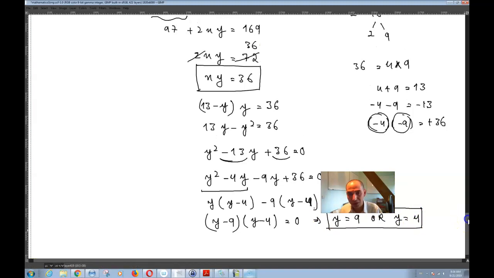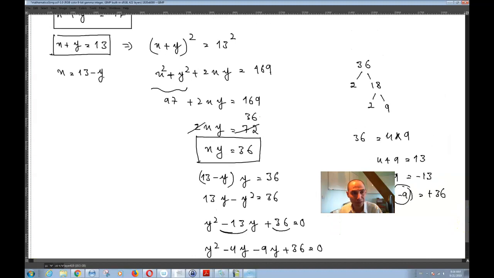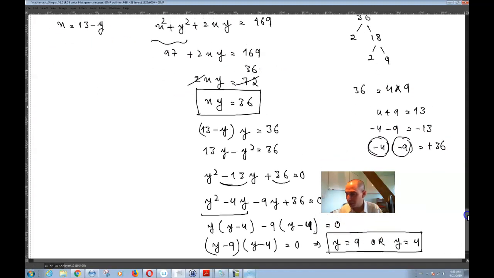Now, if y is equal to 9, then over here we said that basically y plus x is equal to 13. So if y is equal to 9, then x is equal to 4, of course, because 4 plus 9 is equal to 13. Well, it works out, but it's a tricky question. And if y is equal to 4, then x is equal to 9. So the remaining observations are 4 and 9.